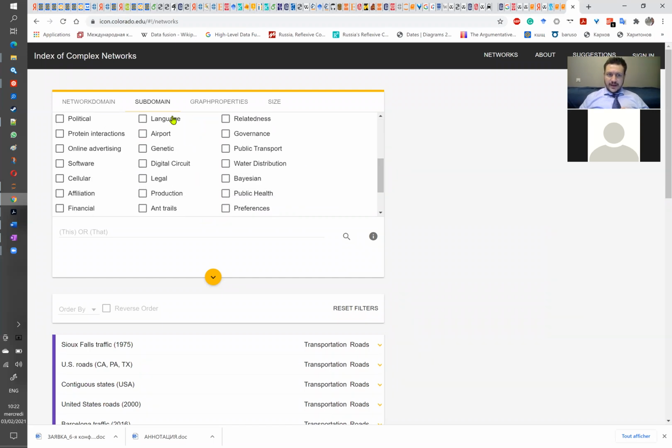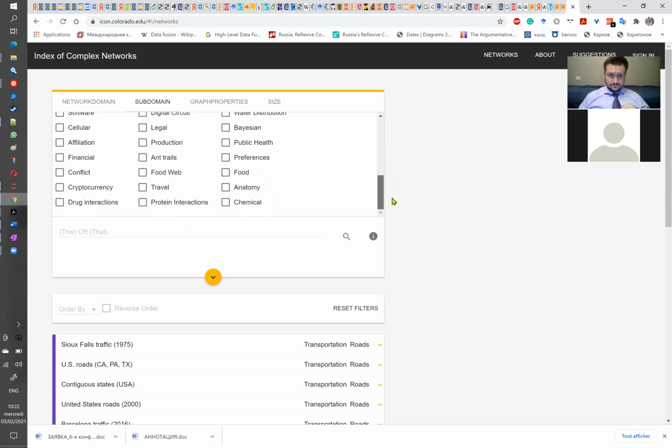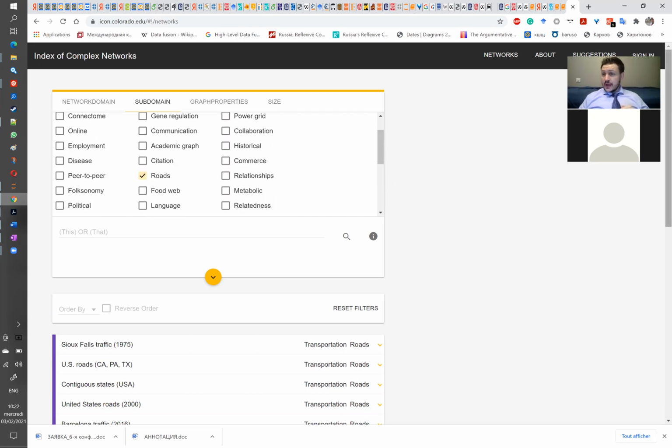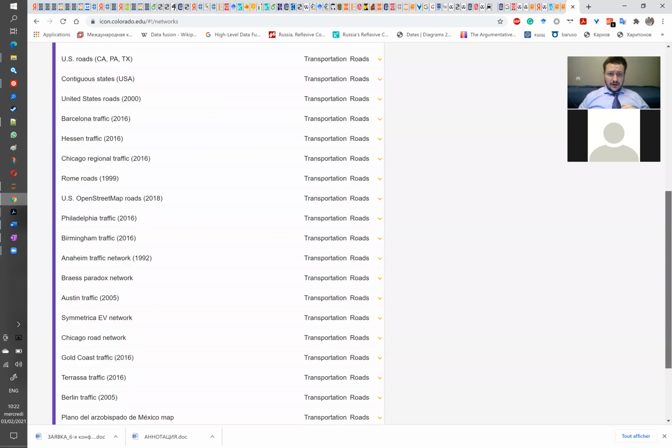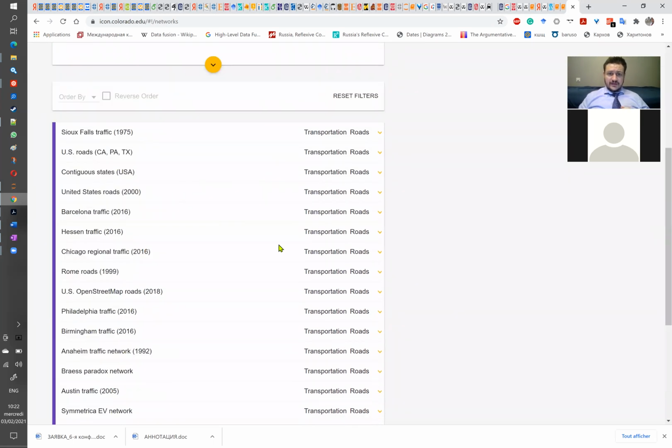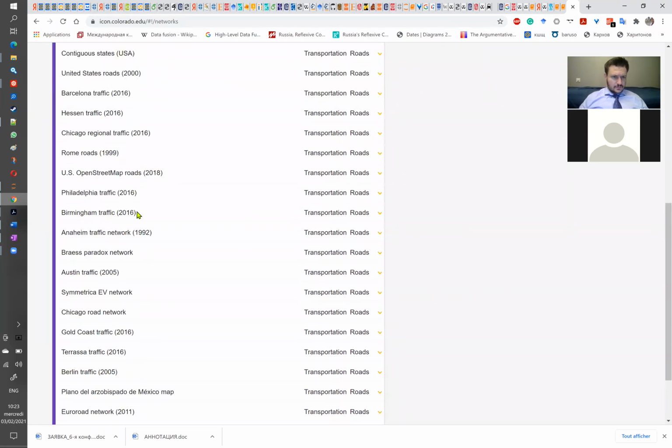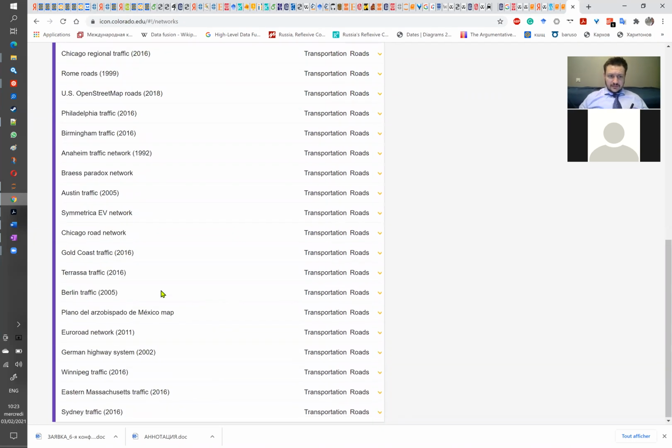We have a network of airports, for example, and travel networks. I have used just roads, and I have several graphs. So it's United States graphs. It's Barcelona, Hessen, Chicago, Rome, Philadelphia, Birmingham, maybe Great Britain, Chicago, and so on. German highway.